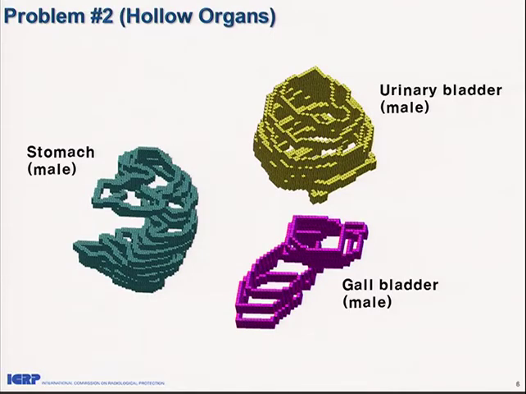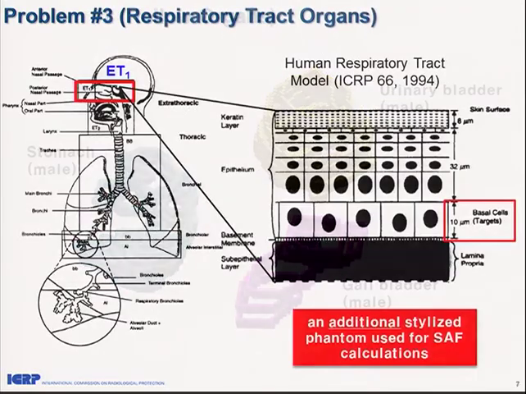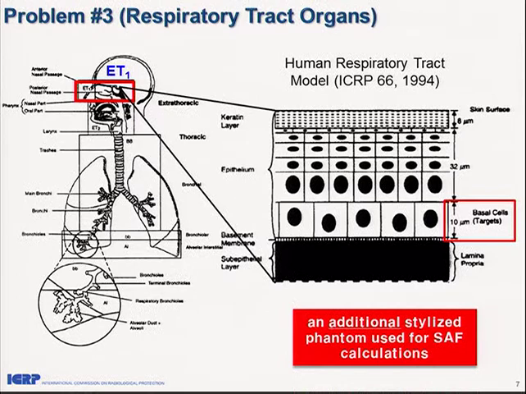We have some problems with some hollow organs, and it's about the respiratory tract organs. In the case of the respiratory tract, the target layer is very thin. This slide shows the ET1 region, and this is a target layer. The thickness is only 10 micron.